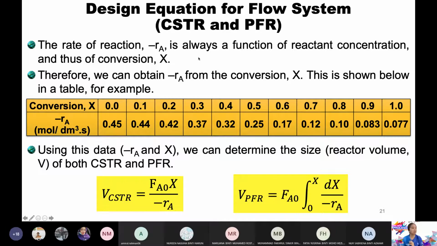Okay, on the other hand, volume PFR is given as FA naught integration 0 to X dX per minus RA. So kalau kamu perasan, volume CSTR is easier to find sebab dia linear equation yang biasa. PFR ni susah sikit sebab dia melibatkan pengamiran. It involves an integration. Why the integration limit dia from 0 to X? Okay, ni pun kamu kena faham. Okay, you have to understand why the integration.